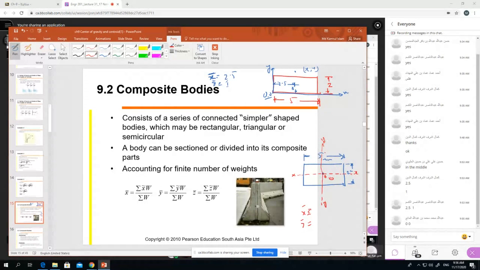So same thing, the center, called the CG or center of gravity, depends on where our axis is, from where you are considering the distance, right? So now I made another rectangle on top of it, another rectangle on top of it, right? So this is 1 meter distance.